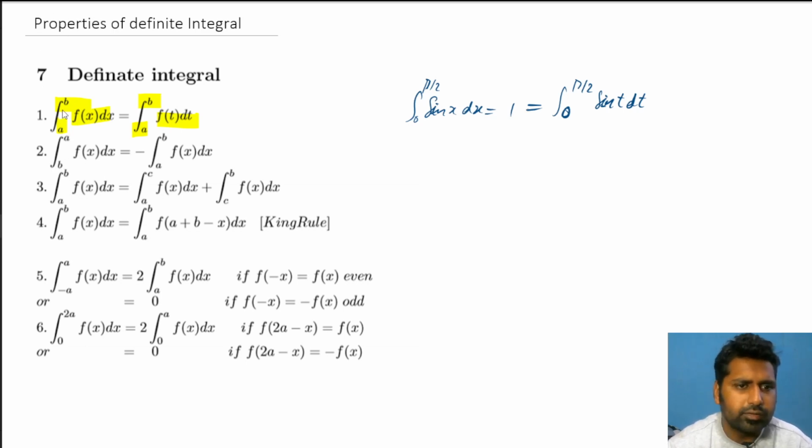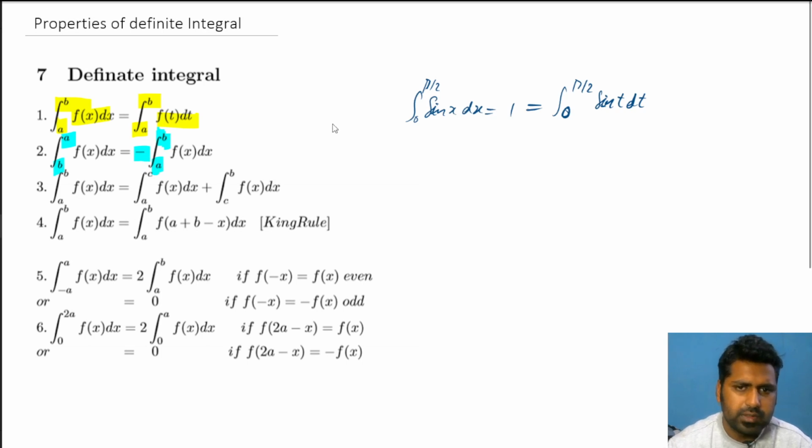Okay, now if you look at the second property, the limit is b to a. What if I want to change the limit? That means I want to interchange the limit, so this is now a to b. If I want to change the limit, I have to put an additional negative sign. That is the overall meaning of the second property.